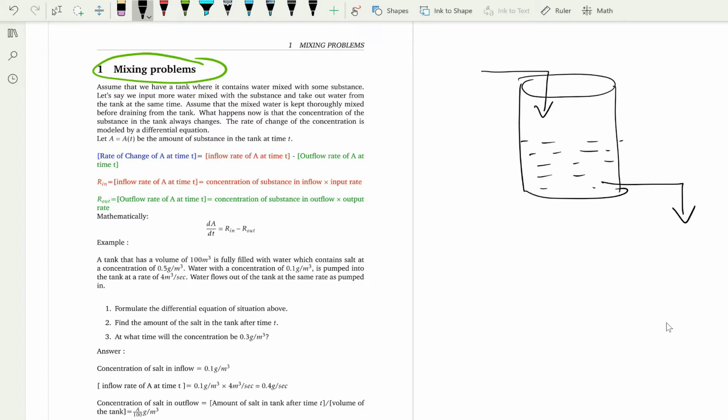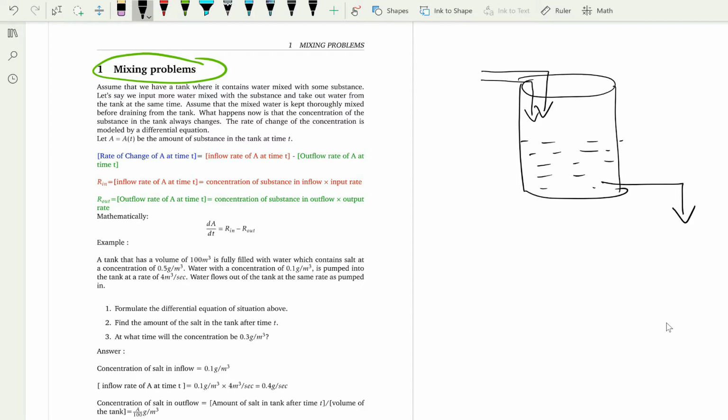Now let's say not only water, there's some sort of a pollutant or salt present in the tank. It could be that there's already salt in the tank, dissolved in water, or it could be that salt is coming in when you pump water into the tank. So really we want to see what's going on with the salt.